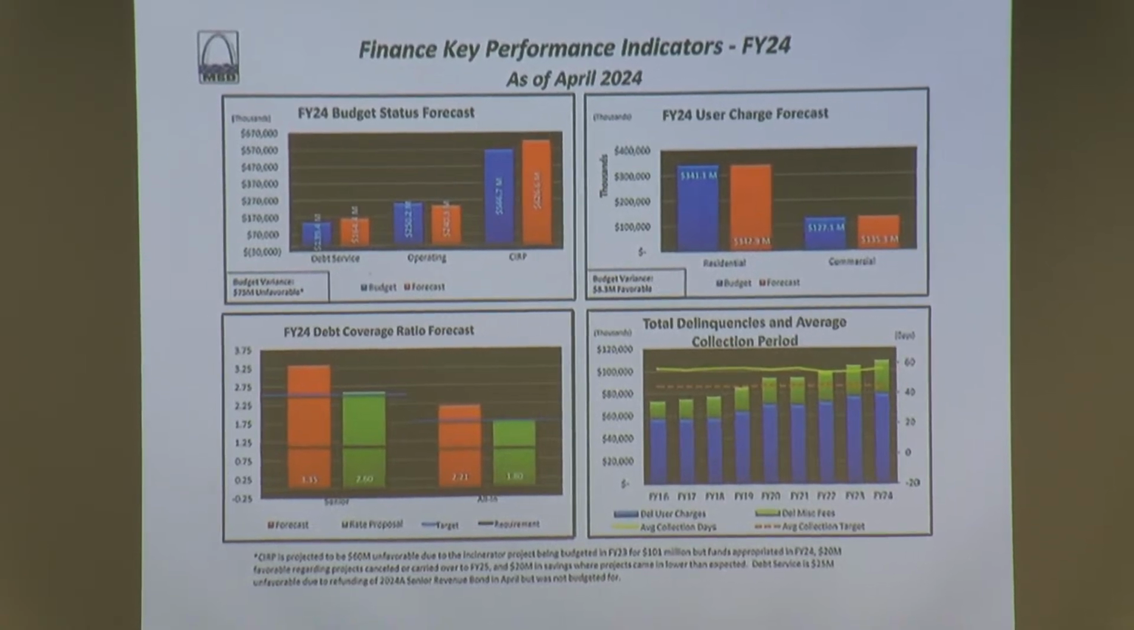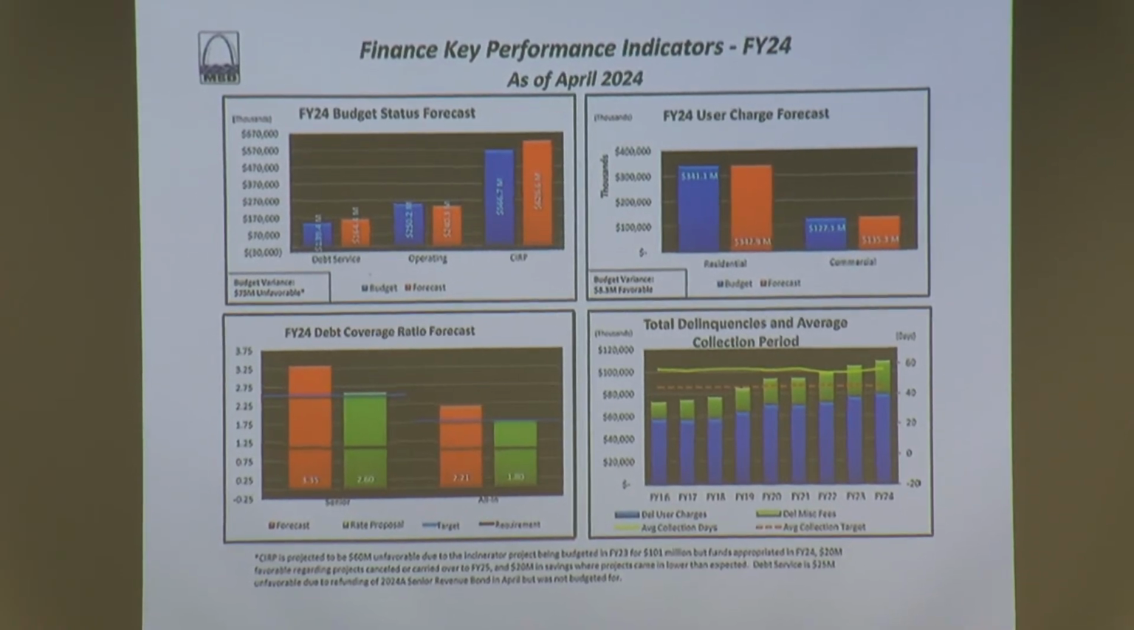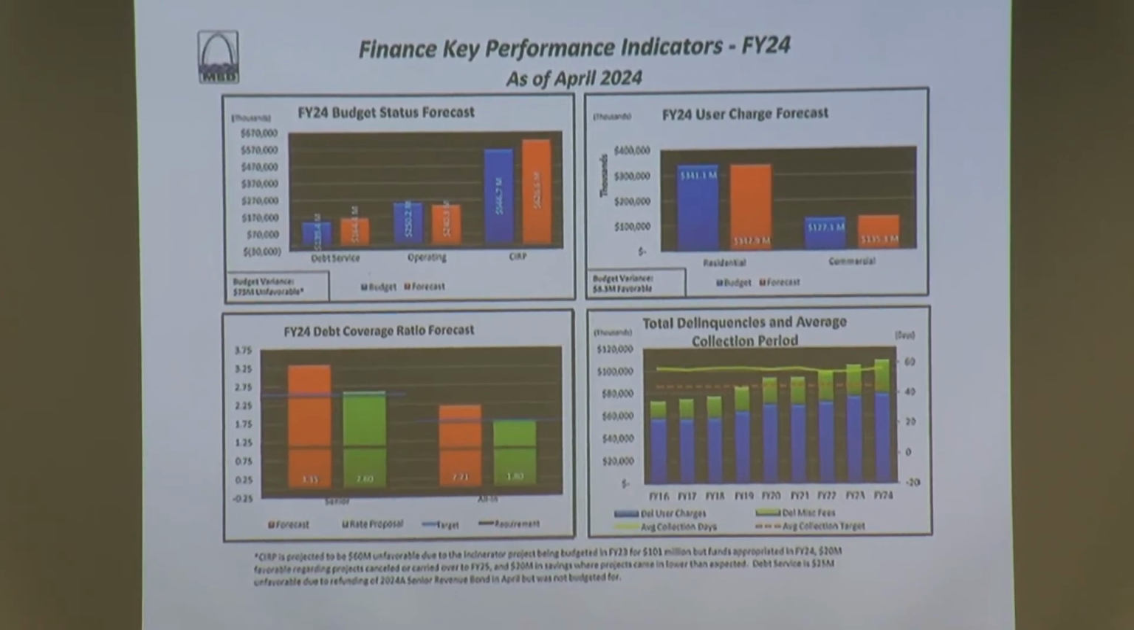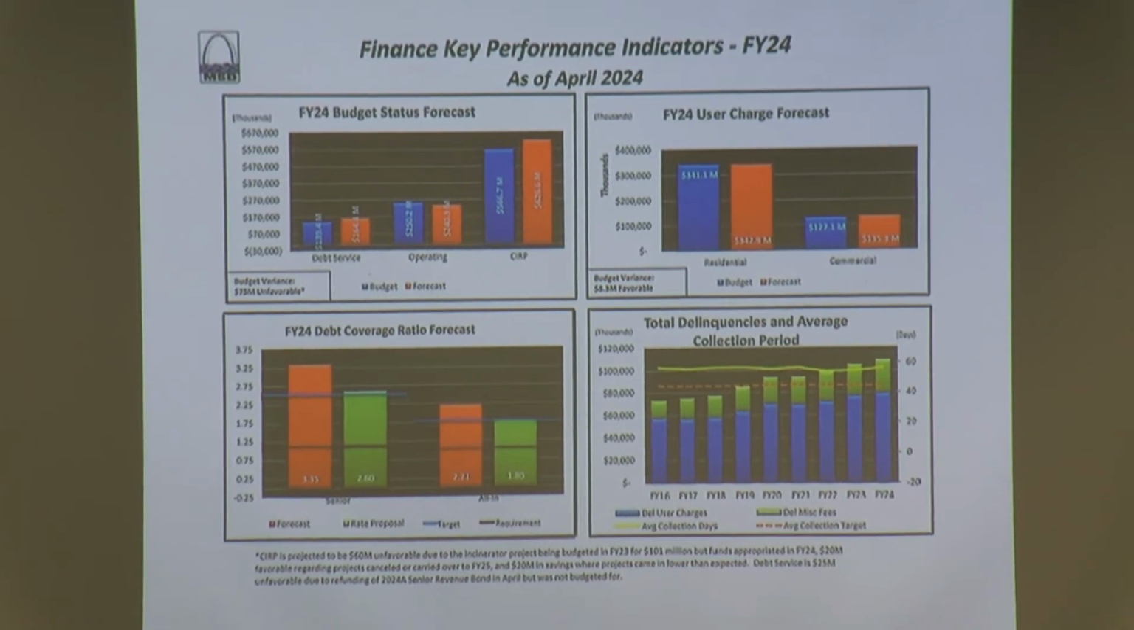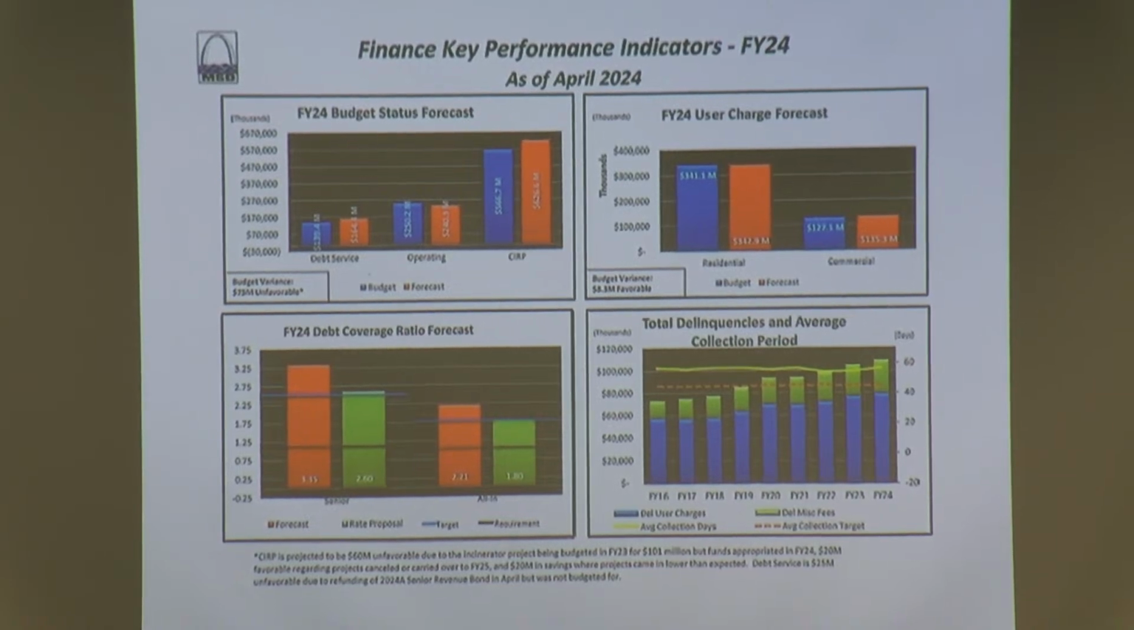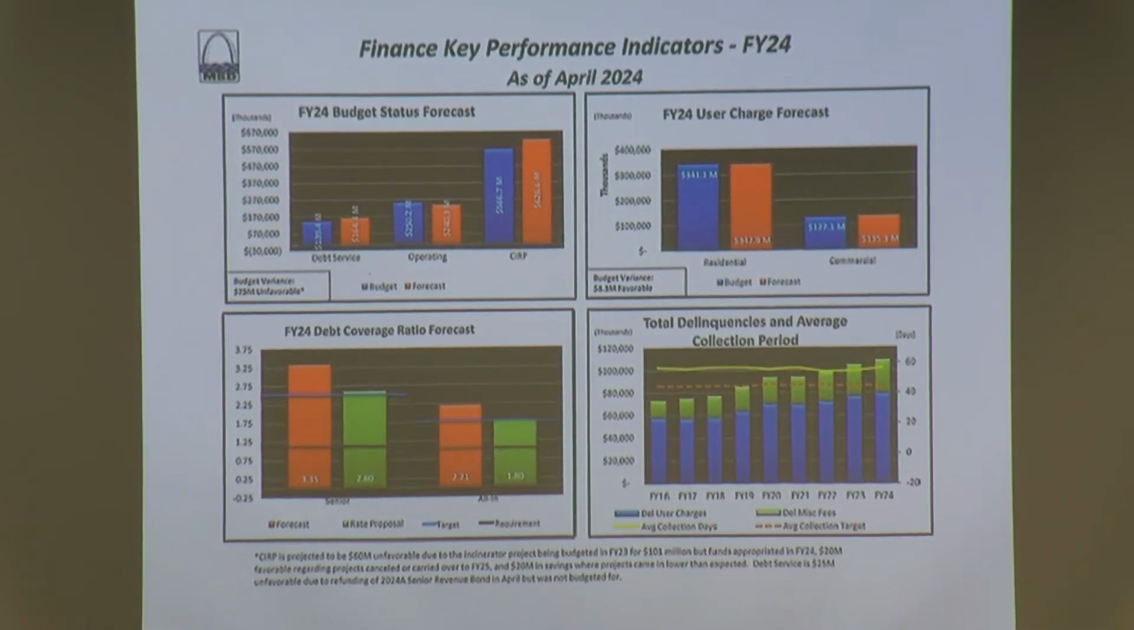And finally, the last graph on the chart in the lower right-hand corner shows our total delinquencies and our average collection period. Our average collection period has really been consistent over the past several years. We're about anywhere from 55 to 57 days. And for FY24, our average collection period is about 57 days. So are there any questions that I can answer regarding the report?